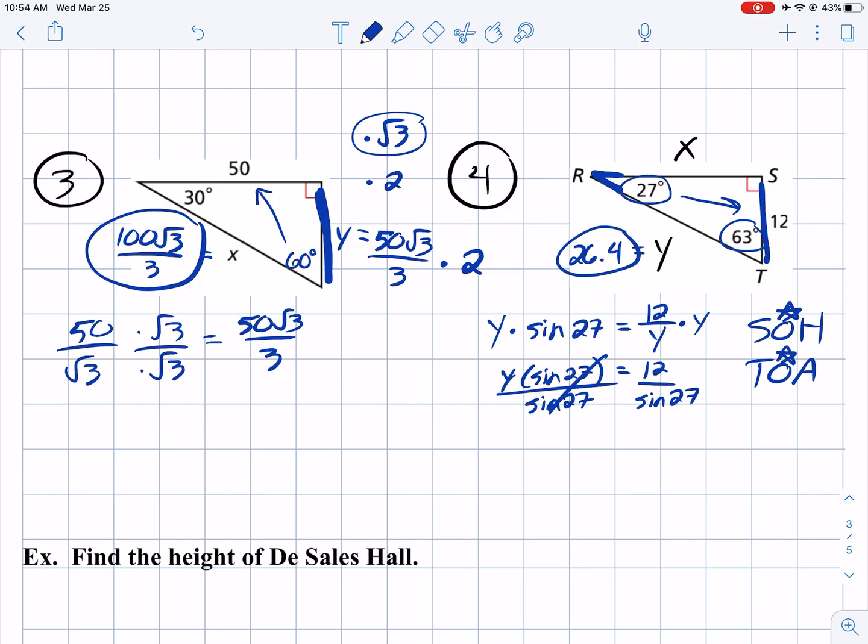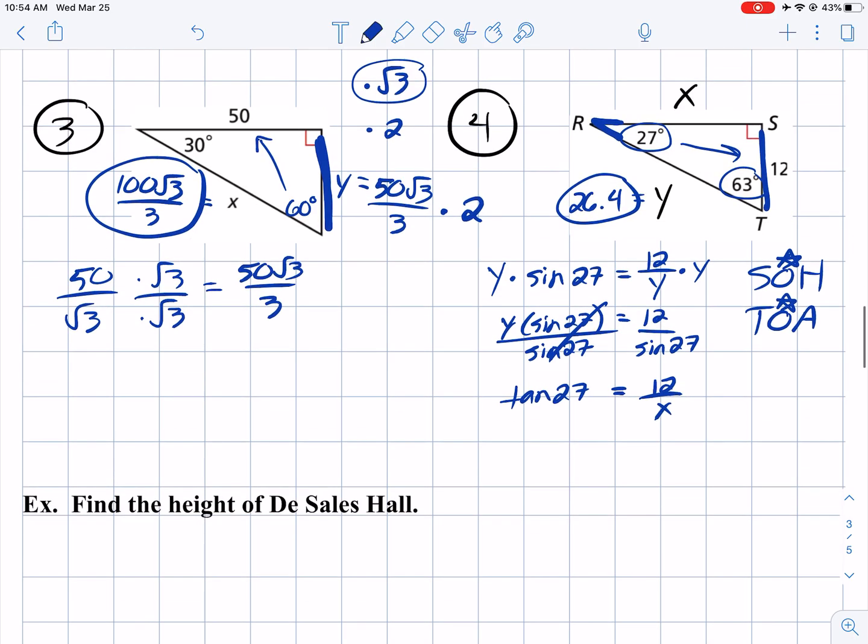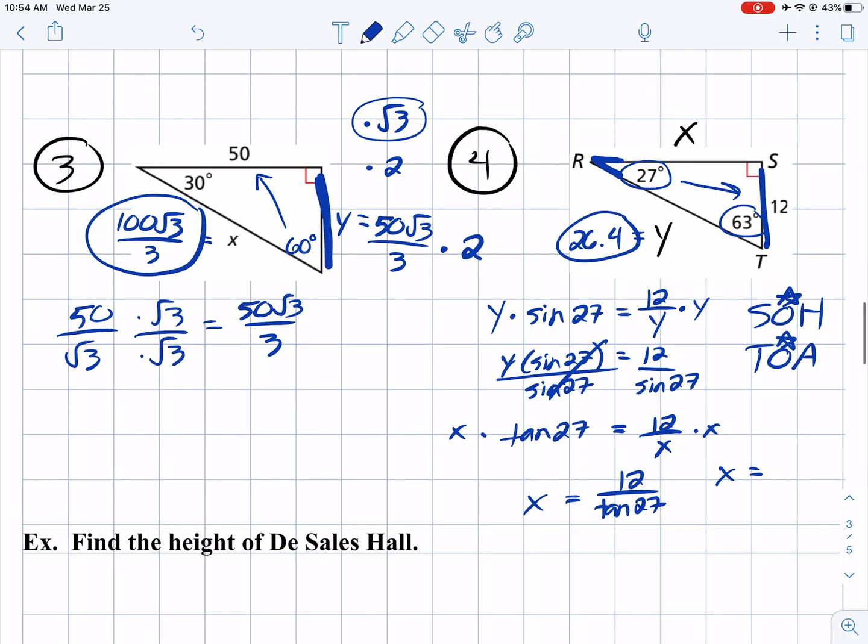Now you can use tangent of 27 and using opposite over adjacent. And now we can solve for x. Multiply both sides by x. You're going to end up dividing tangent over, so x just equals 12 divided by the tangent of 27. And we get x equals, there's your 23.6.